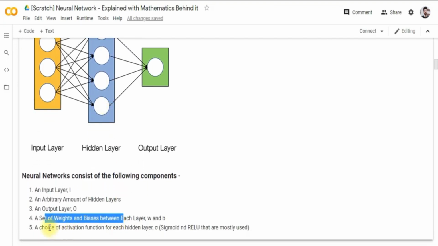And the fifth thing is the choice of activation function in each layer. It is sometimes called sigmoid, ReLU, or tanh. Whatever you want to use, you can use it by correctly understanding your data.